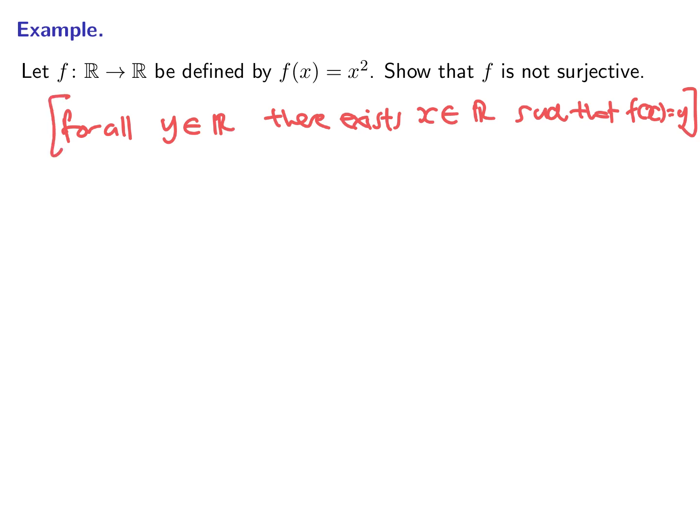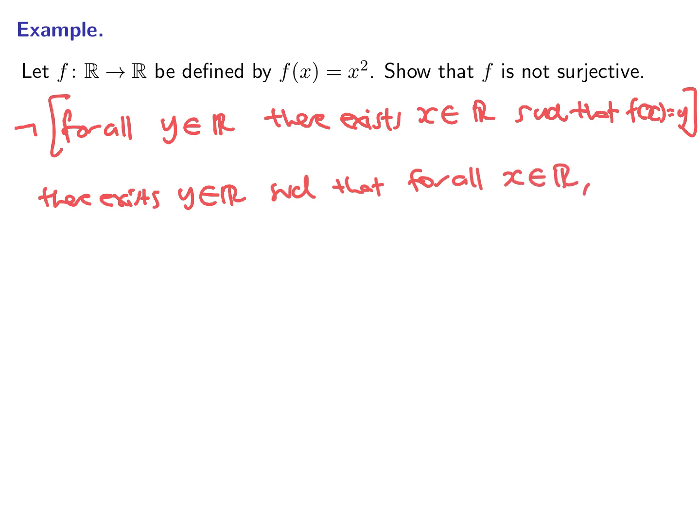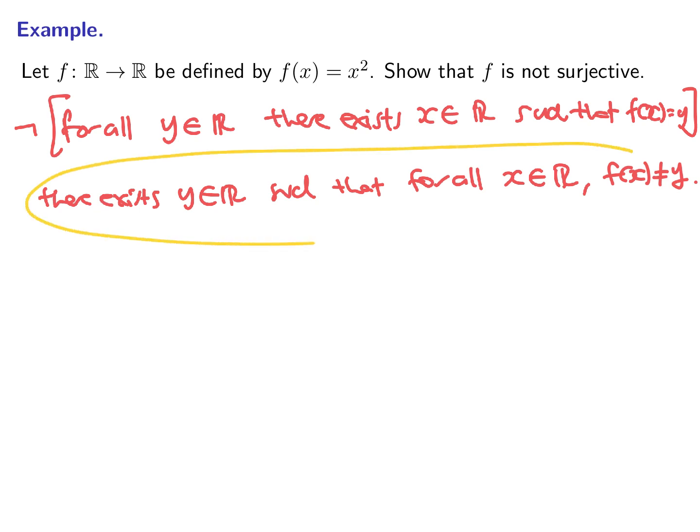And we want to negate the statement, okay? So the negation of for all becomes there exists y in R. Now there's there exists, and this is going to change to for all. And that statement, we need to replace it with its negation: f(x) is not equal to y. Okay, so this is what we want to prove now. This statement. So now we want to choose y and show that for all x in R, f(x) is not equal to y.